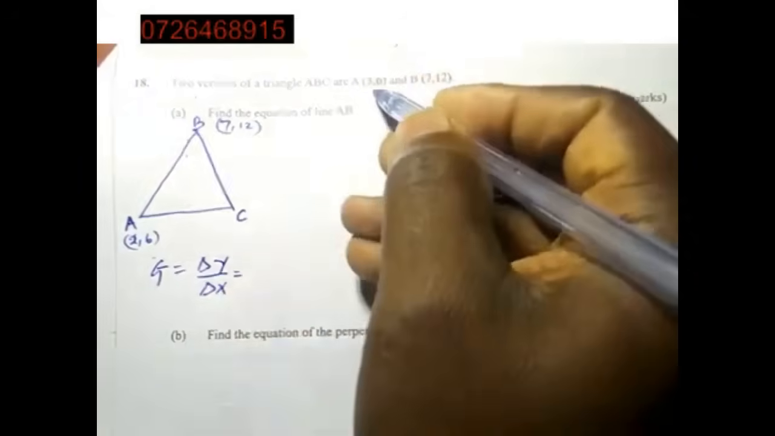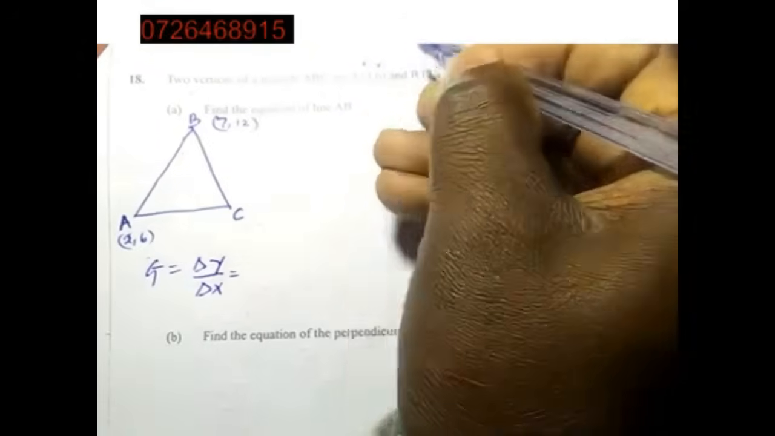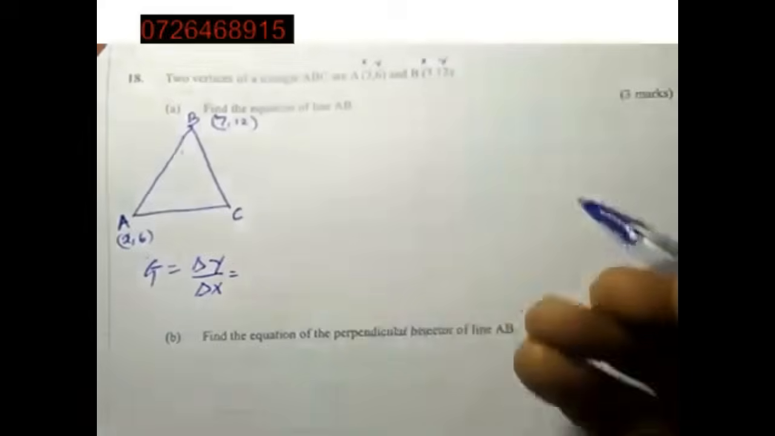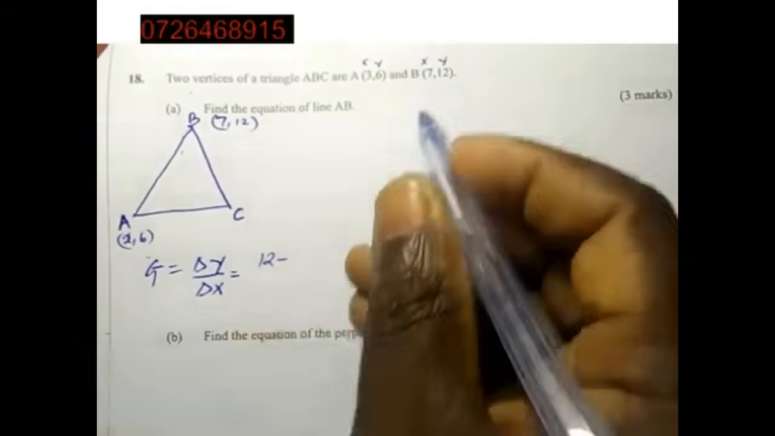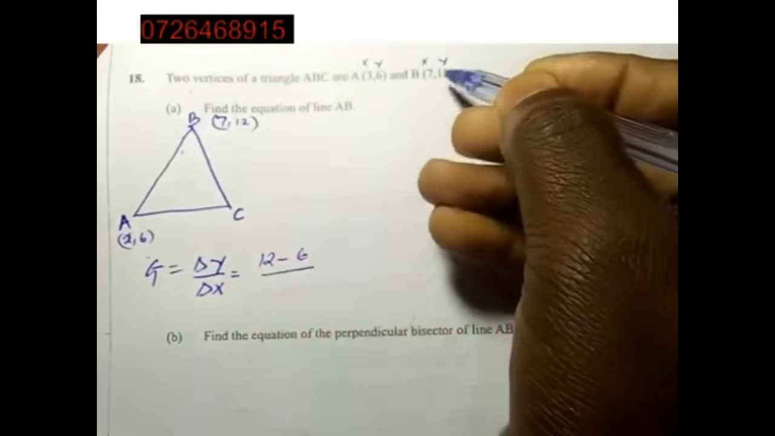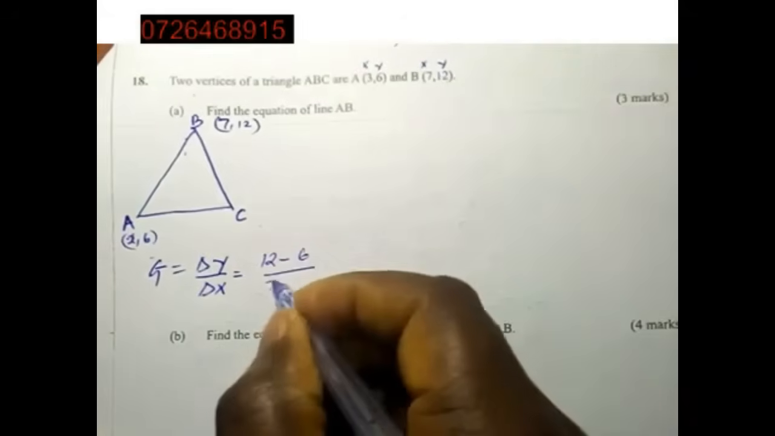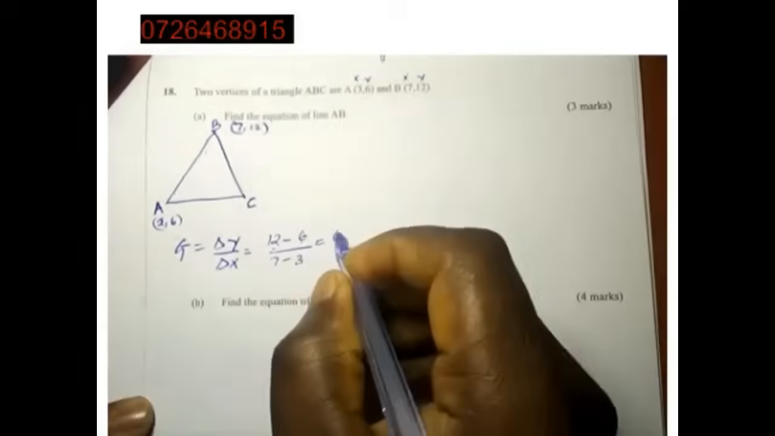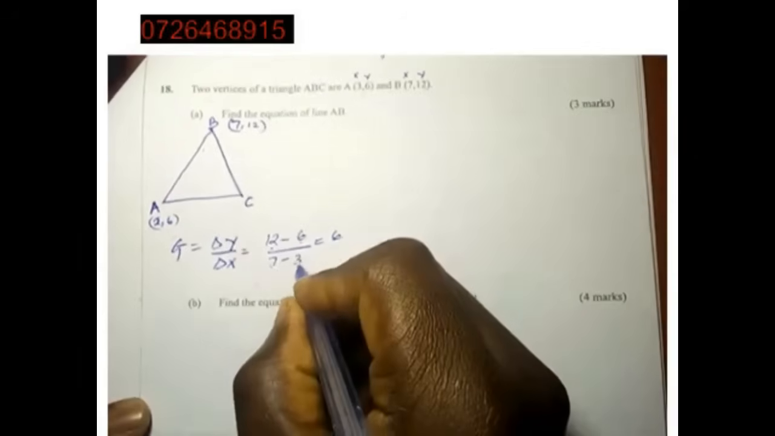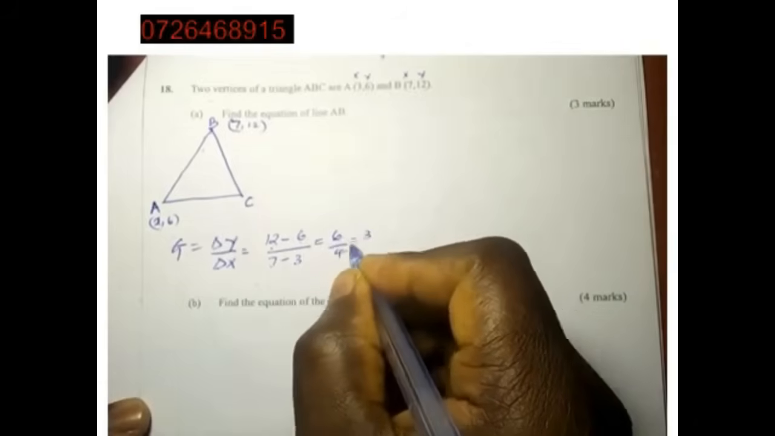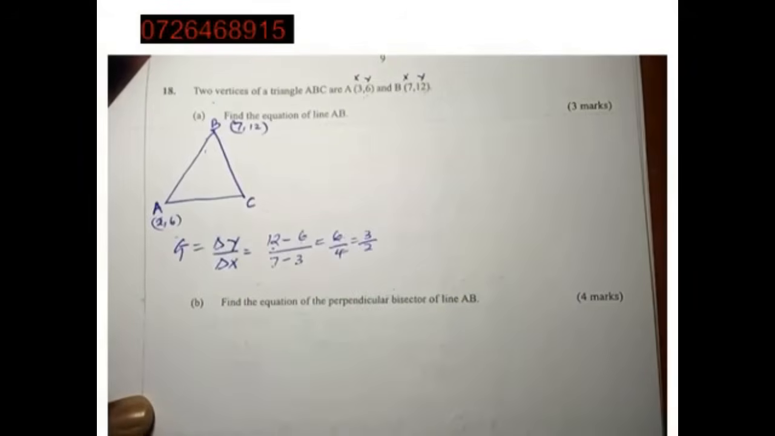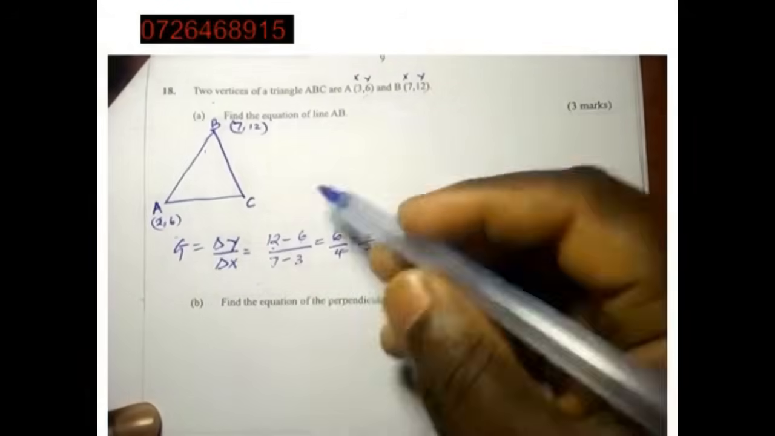So let us change our y. Hizi coordinate tukipewa hivi, the first one ni x, ya pili ni y. So now we are changing y, so that is 12 minus 6. Nimeanza na hapa na unaanza tena huko, so itakuwa 7 minus 3. So the gradient is now 12 minus 6 is 6, 7 minus 3 is 4. This is the same as 3 over 2. So the gradient is 3 over 2 of AB.